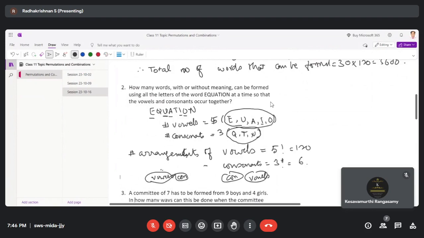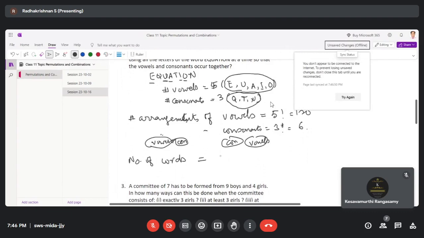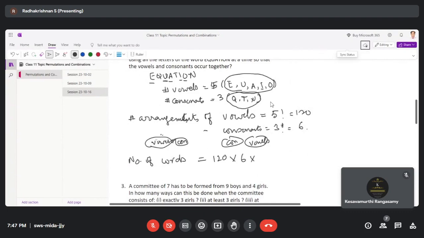So therefore the total number of words is: there are 120 arrangements of this vowel group, then 6 arrangements of the consonants group, and then 2 arrangements of the vowel and consonant groups, like putting the vowels first or consonants first. So this is your total number of words.